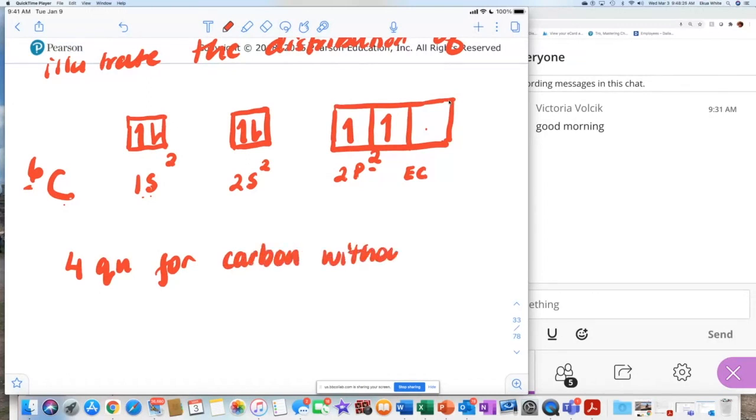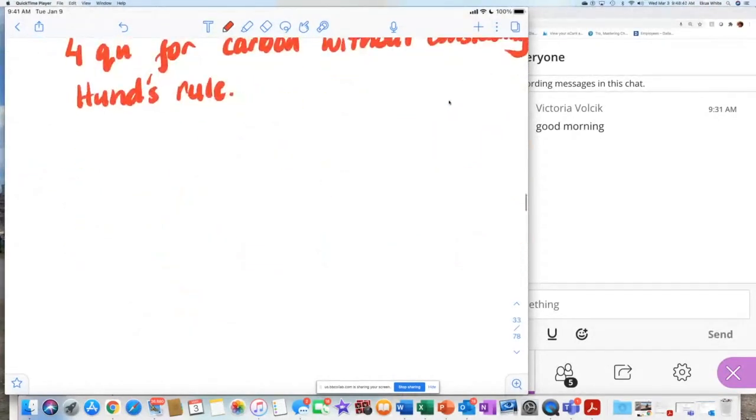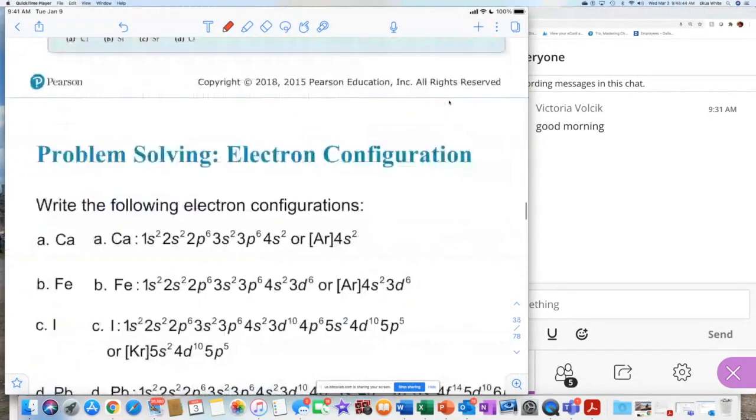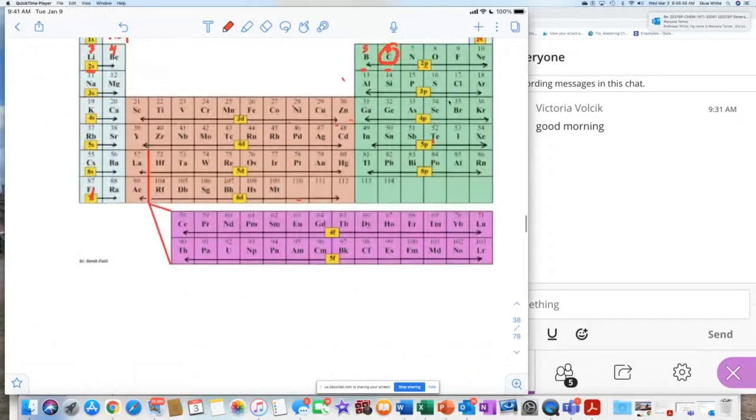without considering Hund's rule. Okay, if you don't look at Hund's rule, this is how you will write it. This is how I taught you guys before, because this is how I learned it in this order. If you don't look at Hund's rule, then you will go back and look at the 4 quantum numbers here in the periodic table.